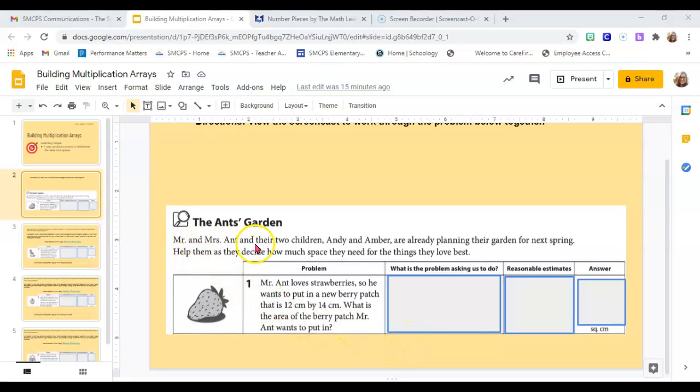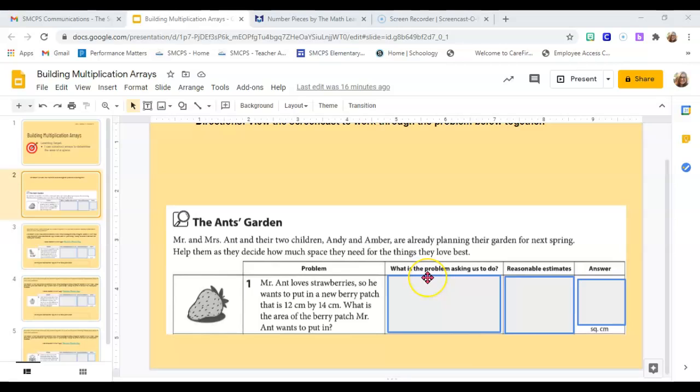Let's take a look at what this problem is asking us to do. Mr. and Mrs. Ant and their two children, Andy and Amber, are already planning their garden for next spring. Help them as they decide how much space they need for the things they love best. So the first problem, Mr. Ant loves strawberries, so he wants to put in a new berry patch that is 12 centimeters by 14 centimeters. What is the area of the berry patch Mr. Ant wants to put in?